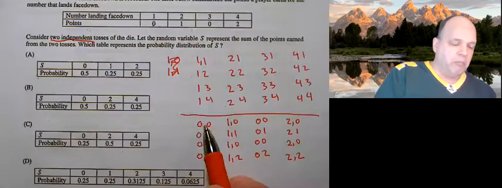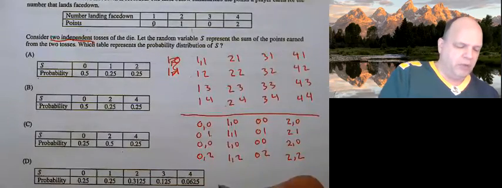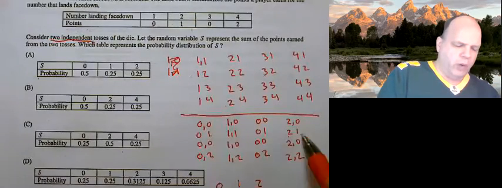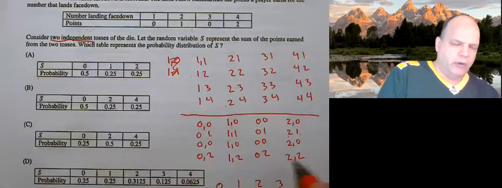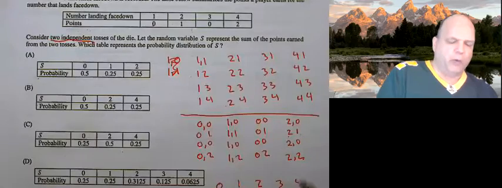I could have 0 and 0 gives me 0. 1 and 0 gives me 1. 2 and 0 gives me 2. I could have 2 and 1, and that gives me a 3. And I have a 2 and a 2, and that sums to give me 4.